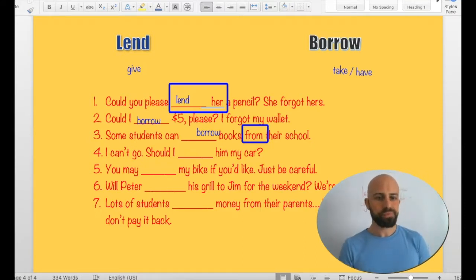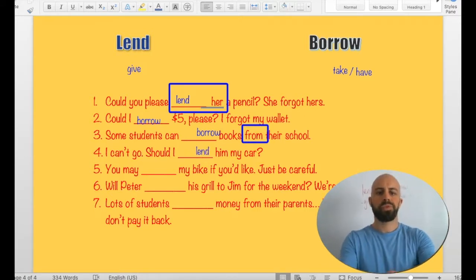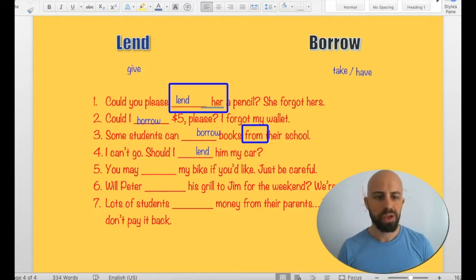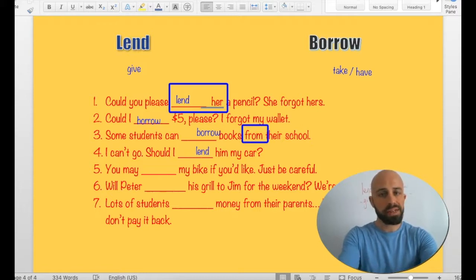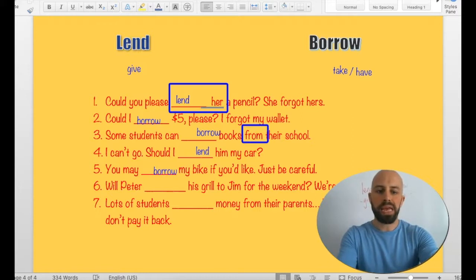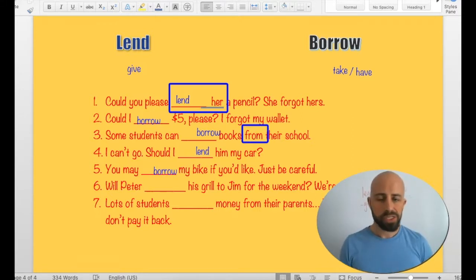Number 4. I can't go. Should I blank him my car? We have him, so should I, you got it. Should I lend him my car? Next, number 5. You may blank my bike if you'd like, just be careful. You may, did you say lend? If you did, you're wrong, because it's borrow. You may borrow my bike if you'd like. Just be careful. How would you say that using lend?